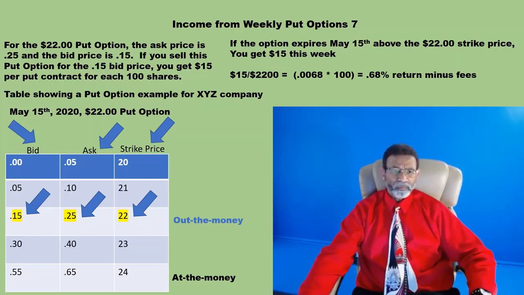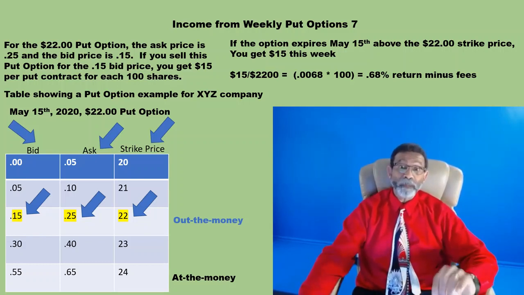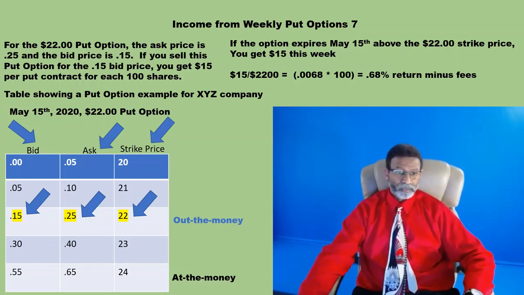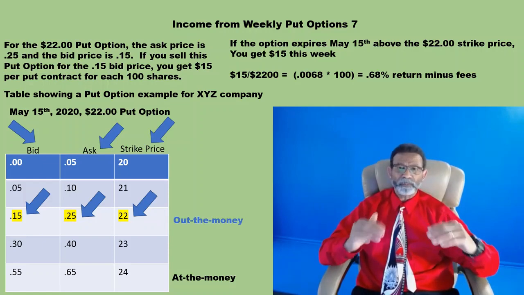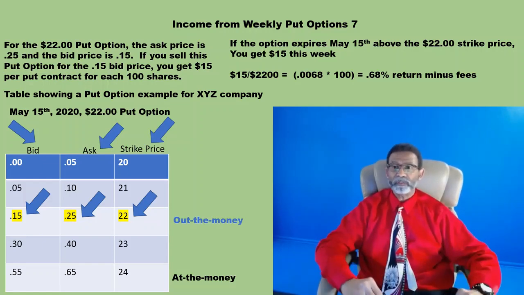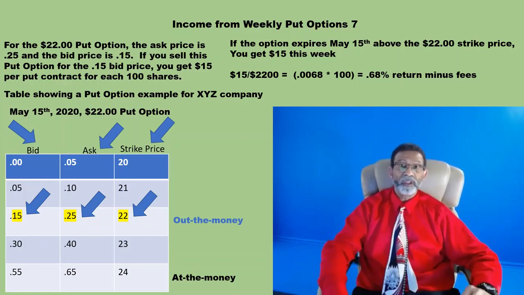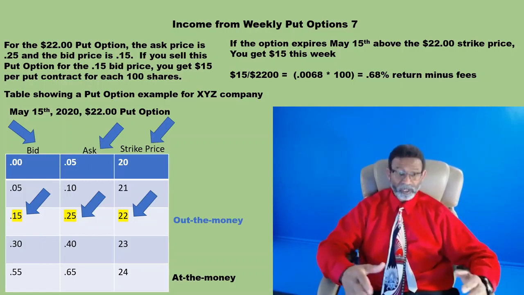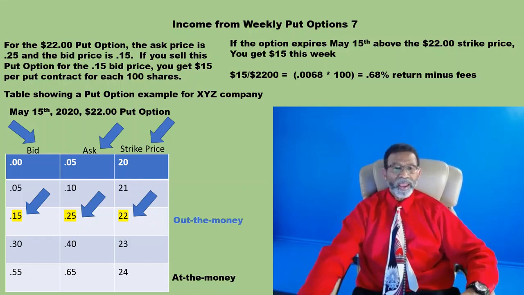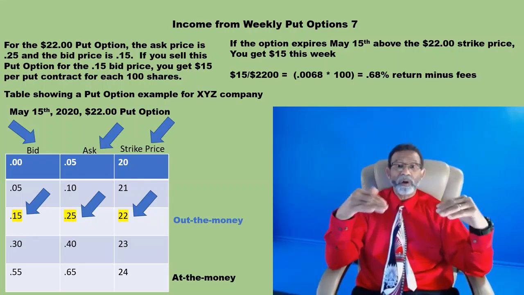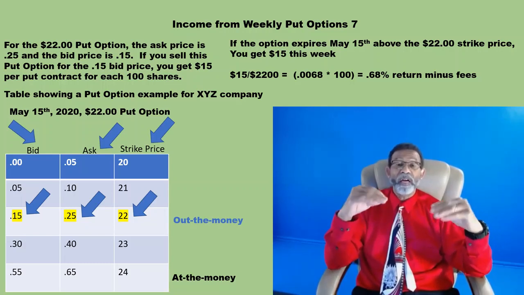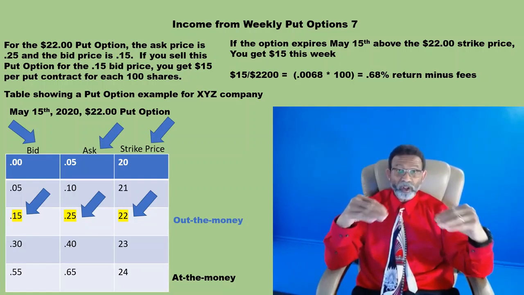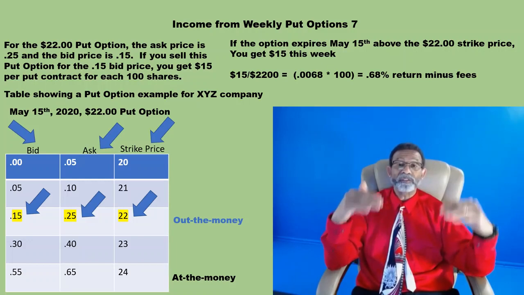So if this put option expires, in this particular case May the 15th, 2020, above, because we're talking about put options, so if it expires above $22, the $22 strike price, you get $15 for that week. We're talking about weekly options. And keep in mind that in your account, you have the money to buy 100 shares of that stock at $22 a share. So you have $2,200 reserved in your account.